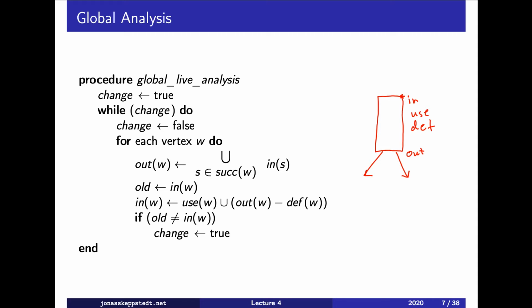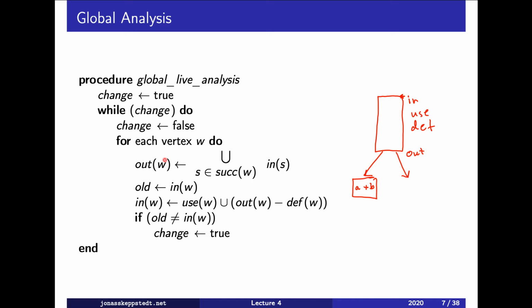Okay, so how should we compute out? Well, it's the union of those which are live in the successor vertices. So if we have, for instance, A plus B here, then eventually A and B will be in the inset of this vertex, and therefore it will be in the union of the insets of the successors of this vertex. So they will end up in out W.